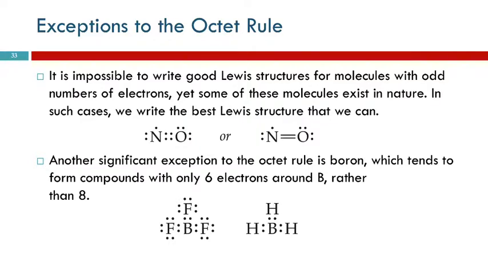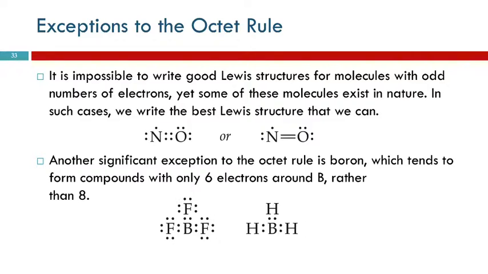One of the situations is if you have an odd number of electrons. So if we look at nitrogen monoxide, the nitrogen has 5 valence electrons, oxygen has 6. 5 plus 6 is 11. You cannot distribute them in a way that everybody's got 8. It just can't happen. In situations like this, we just do the best that we can. So we could do it like this, or we could do it like, those are the same. That's the best we can do. It's just like that.